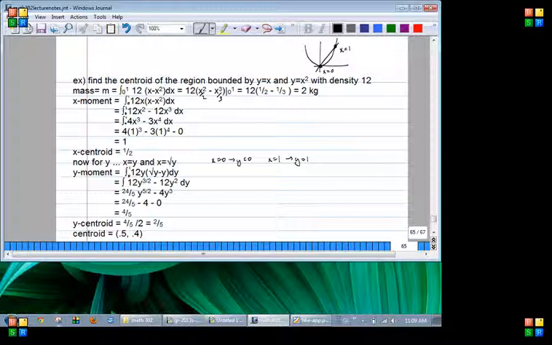So in other words, 0.5 is probably about there, 0.4 is maybe about there. So there you go. If we had something of that shape and we stuck our finger at that point and just let it go, it would balance on that point. That's what your center of mass means.